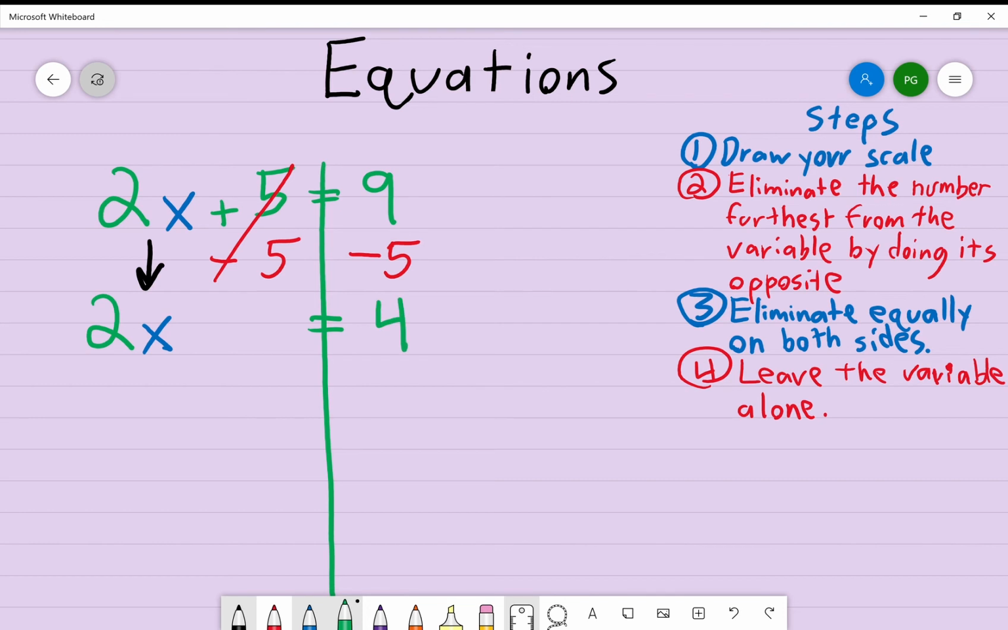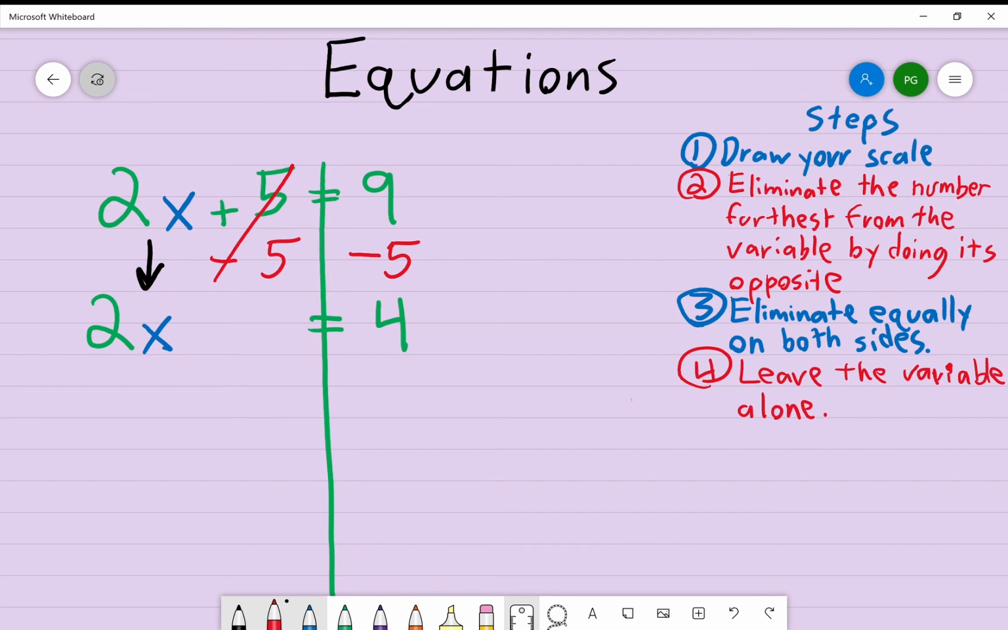Excellent. Now remember step 4. Step 4 is leave the variable alone. Right now, is the variable alone on this side? Of course not. Right now it has the 2 next to it. I want to get rid of the 2. Alright, so whenever you have a number and a variable that are next to each other with no sign in between them, when they are together like that, they're multiplying.